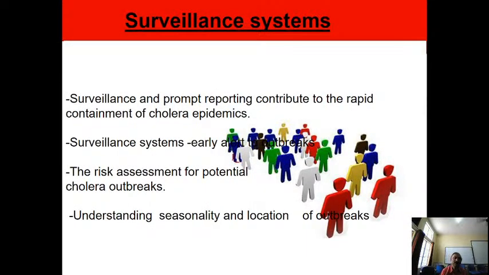Now, surveillance systems have been set in place, and surveillance and prompt reporting contribute to rapid containment of cholera epidemics. Surveillance is required to detect the outbreak early, and a risk assessment for potential cholera outbreaks is done. One enhances these surveillance systems whenever there is seasonality or a particular location, like in Kumbh Mela, where you definitely have a surveillance system in place.